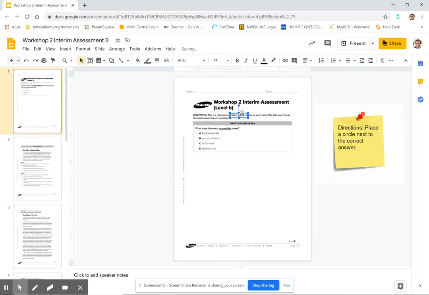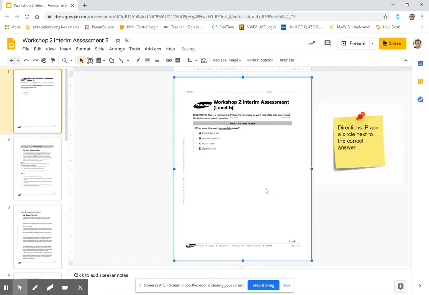And the directions are asking me to follow the directions. That's pretty easy. And choosing the best answer. So this is a simple multiple choice test is what I'm reading here. I'm not going to have any writing. So the first practice question asks, what does the word incomplete mean? Does it mean A, finished quickly, B, one who finishes, C, not finished, D, unable to finish?